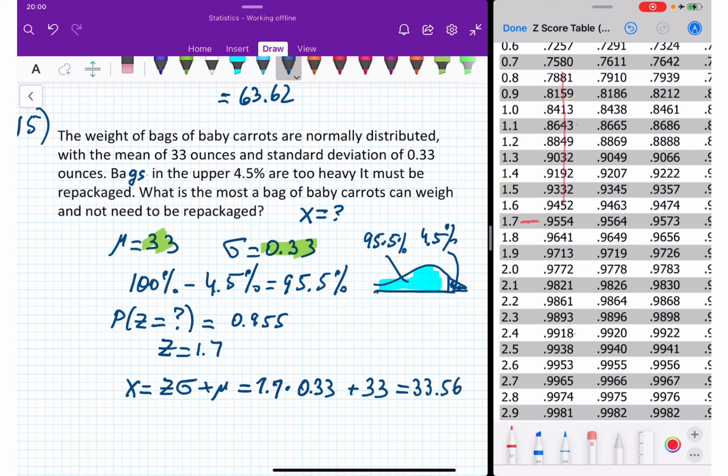So what does that mean? A bag of baby carrots can weigh at most 33.56 ounces without needing to be repackaged.